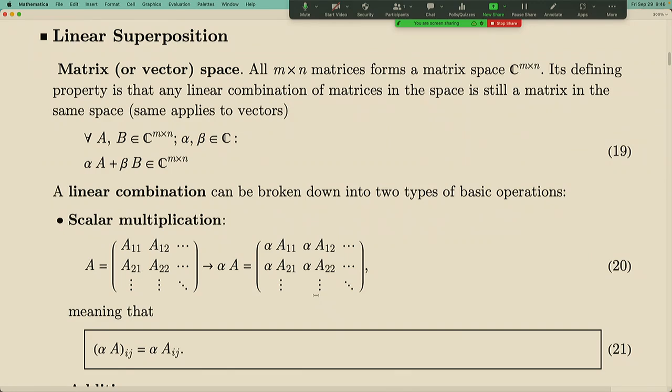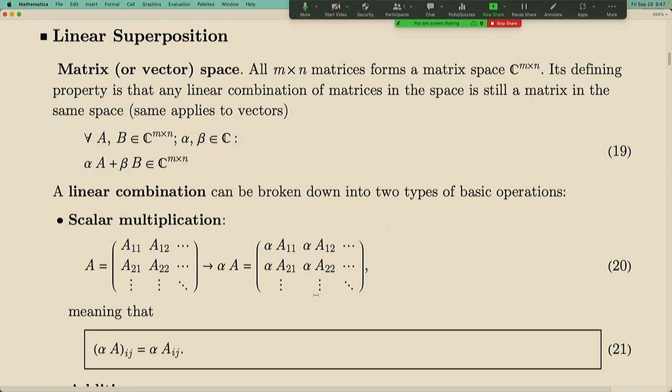So for example, if I have two matrices, A and B, both are complex matrix of m row and n columns, and then I may have two complex numbers, alpha and beta. What I can do with these matrix and numbers is I can linearly combine the matrix with this complex coefficient. So I can combine A matrix and B matrix together by multiplying A matrix with alpha, B matrix with beta, and add them together. The result of this combination is still a matrix. So this is still a matrix in the same space.